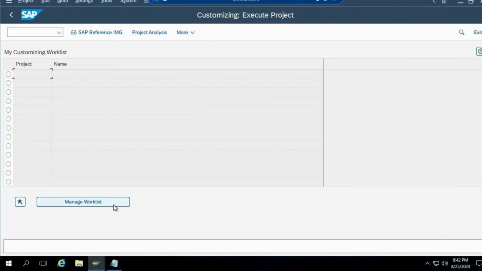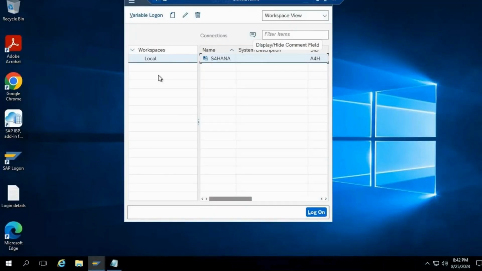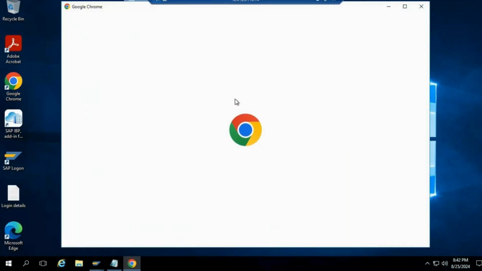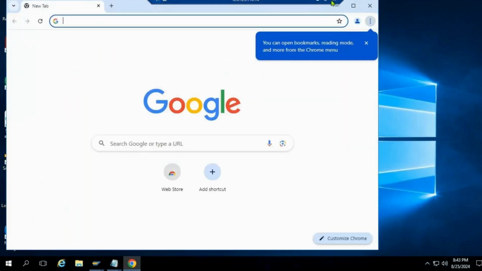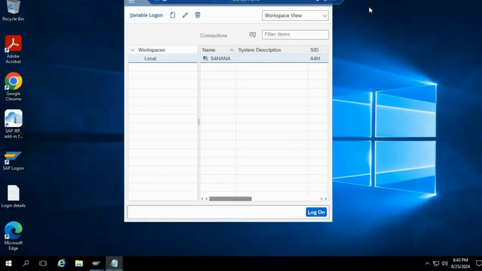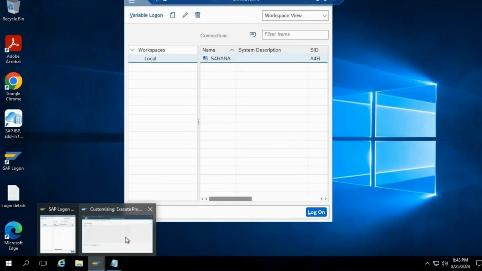Now, all the configurations will be performed in the SAP Treasury, but the execution part of it will be performed in the SAP Fiori app library, right? One minute. I think Fiori has not been installed. Okay. So all these executions will be performed under the Fiori app library.